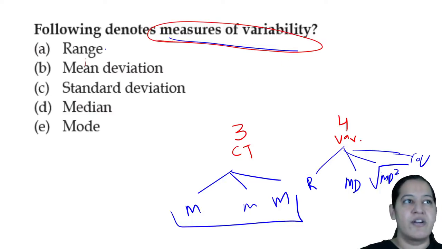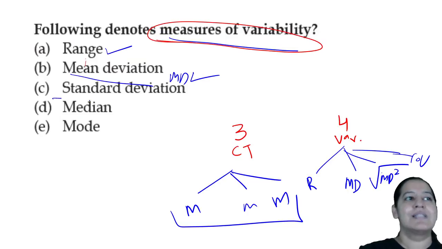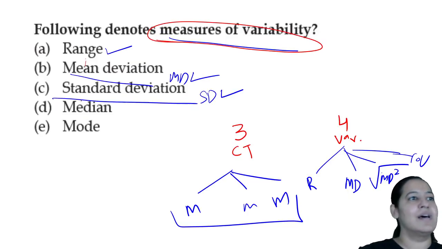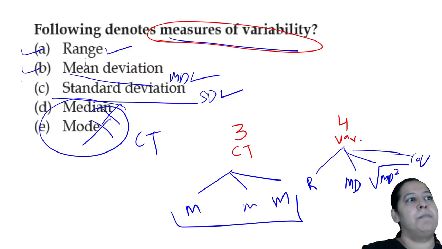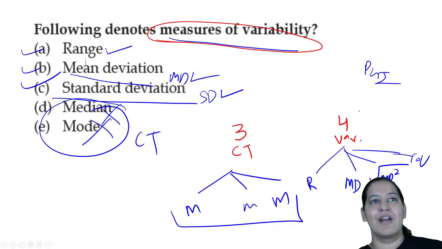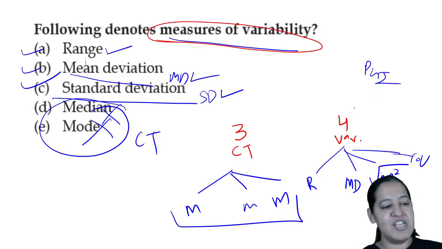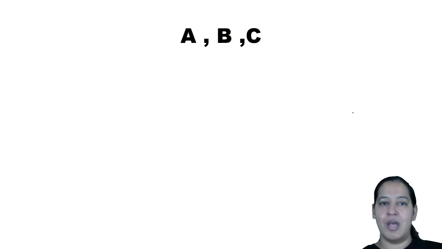Now see the options. Range, yes, it is a measure. Mean deviation, yes, it is a measure. Standard deviation, yes, it is a measure. Median, no. Mode, no. Median and mode are the measures of central tendency. So the correct answer here is A, B, C. As I have told you, it is a PGI question. Now PGI does not happen anymore, it is converted into NICT. But in PGI, multiple options are correct. Yes, Amish Kumar, ABC is the correct answer. Done.